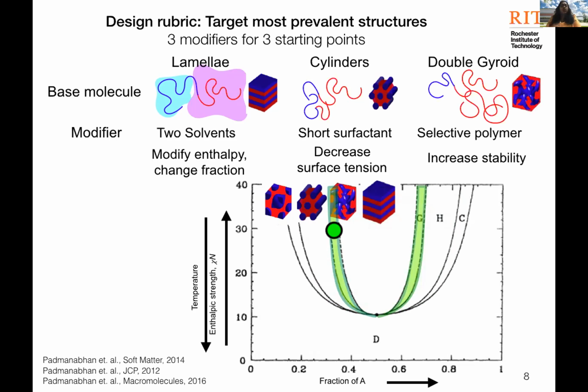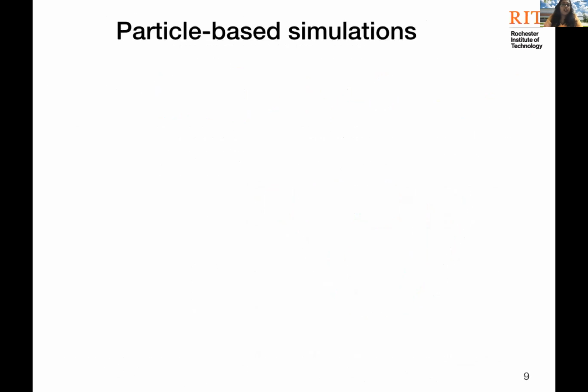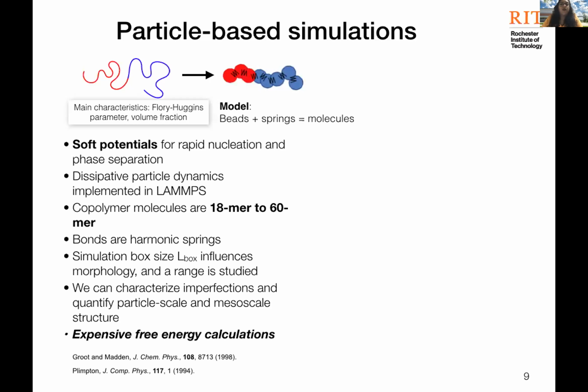Okay, and now I'm going to show one of these examples right now. I use particle-based simulations. We have this abstract block polymer. We use a bead spring model. We use a soft potential that allows rapid nucleation and phase separation. We studied it using dissipative particle dynamics, and depending on the problem we studied, you can have 18-mer to 60-mer.